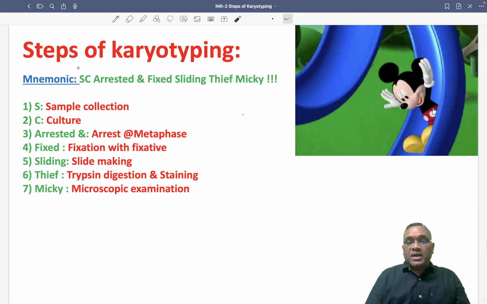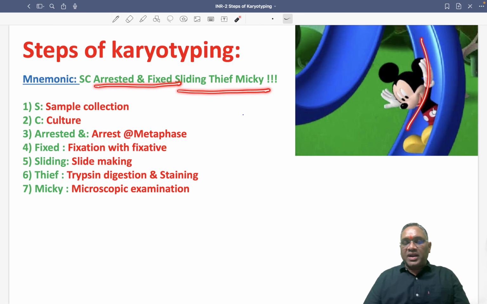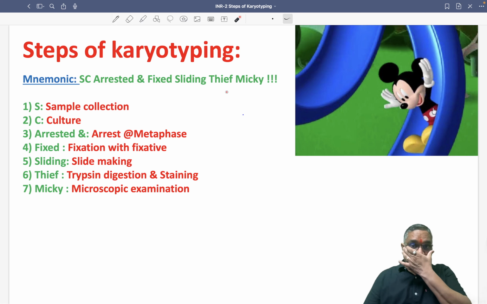We can remember this by a mnemonic, and that mnemonic is Supreme Court. SC is Supreme Court. Supreme Court arrested and fixed sliding thief Mickey. Now you can see that Mickey is the sliding thief here, right? So sliding thief Mickey has been arrested and fixed by Supreme Court. So this is what we have to remember.